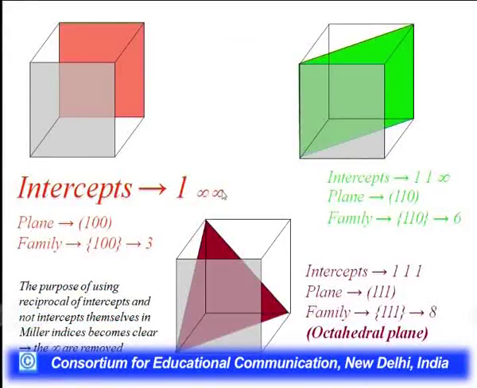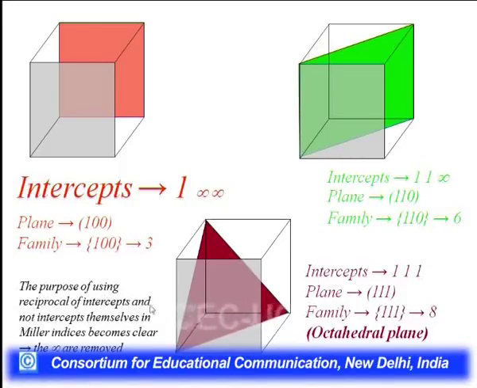Now we consider the infinite plane. Let us consider this cube, then we find the intercepts at 1, infinite and infinite. This plane we are considering, which is represented in red, has at the x-axis an intercept of 1. Along the y-axis and along the z-axis, the intercepts are infinite. Now we have the plane 1, 0, 0, then the family will be 1, 0, 0. All these planes belong to this family and have the same plane address.